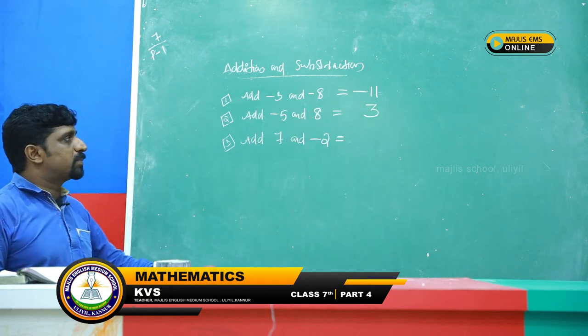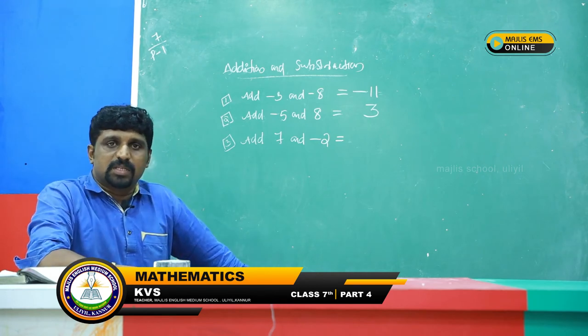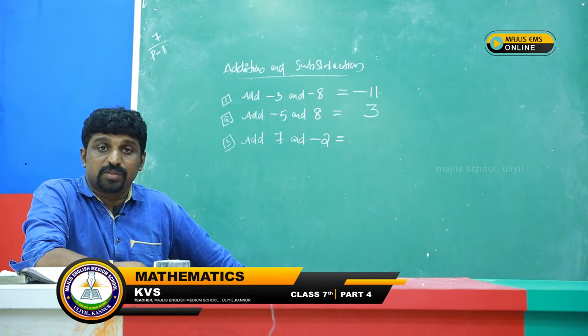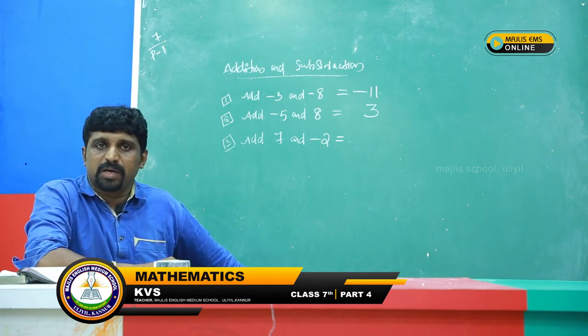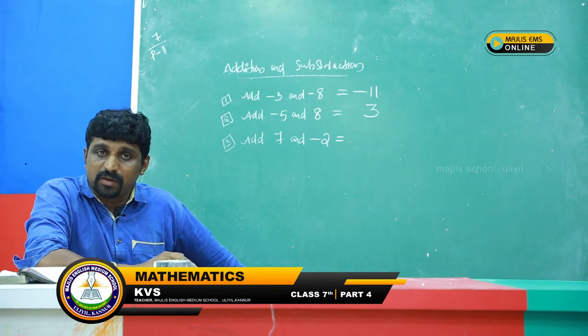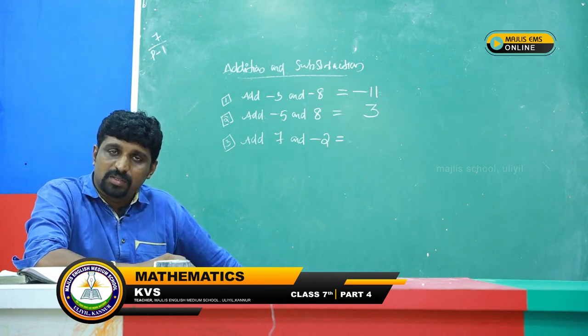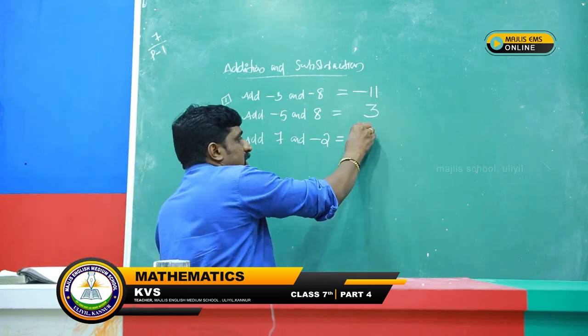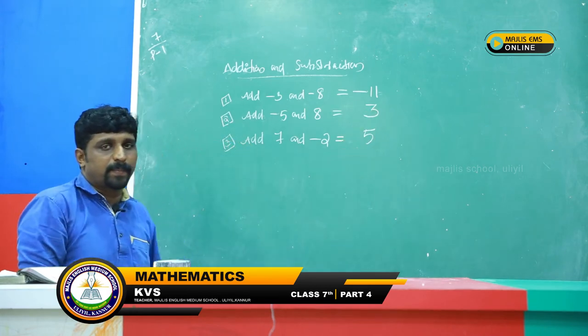Add 7 and minus 2. 7 is positive, 2 is negative, different signs. First subtract: 7 minus 2, the answer is 5. The greater number is 7, which is positive, therefore the answer is positive 5.